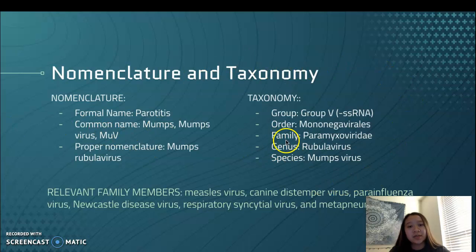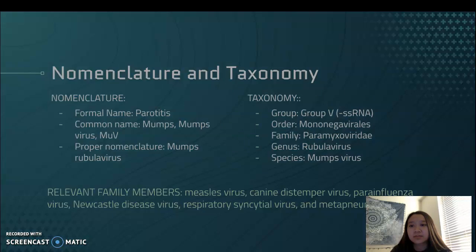And important to note is that its family is Paramyxoviridae, which not only causes mumps but also other diseases such as measles, the canine distemper virus, the parainfluenza virus, the Newcastle disease virus, and the metapneumovirus.